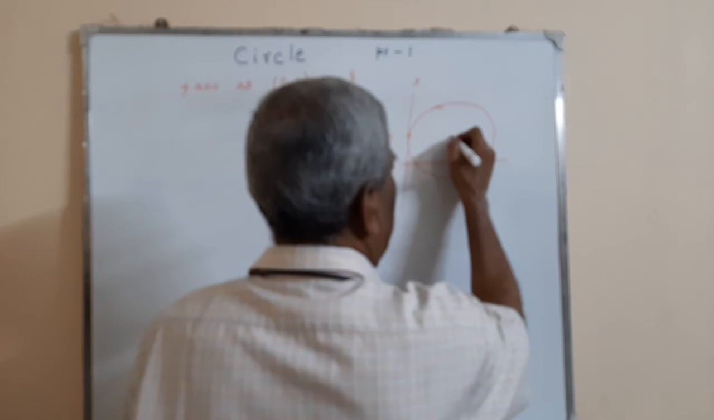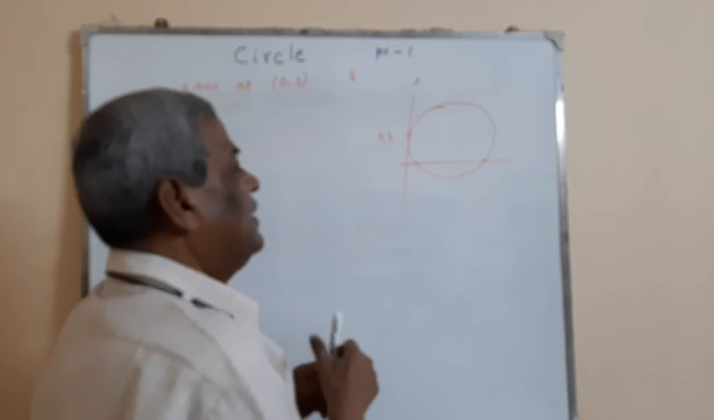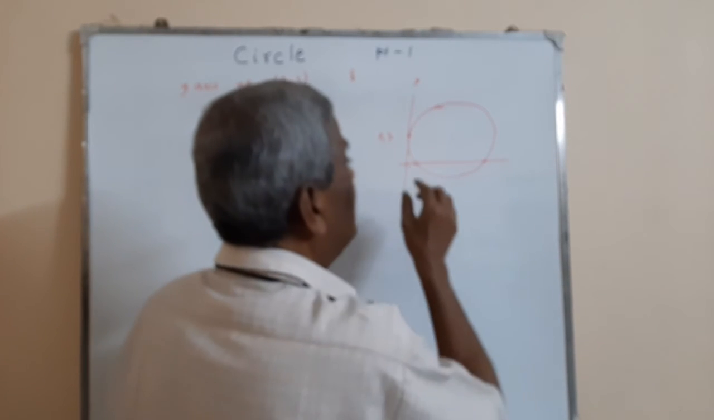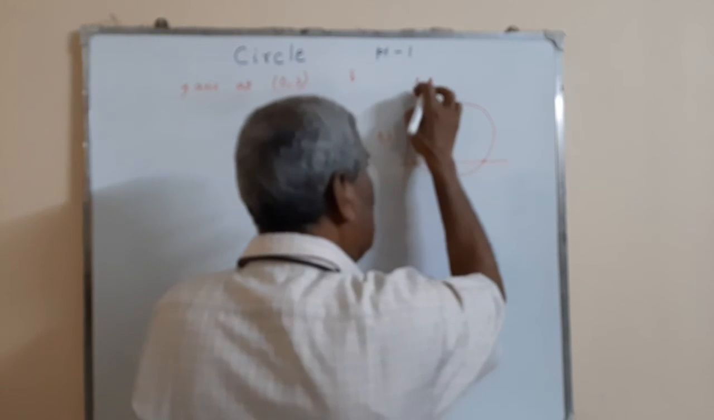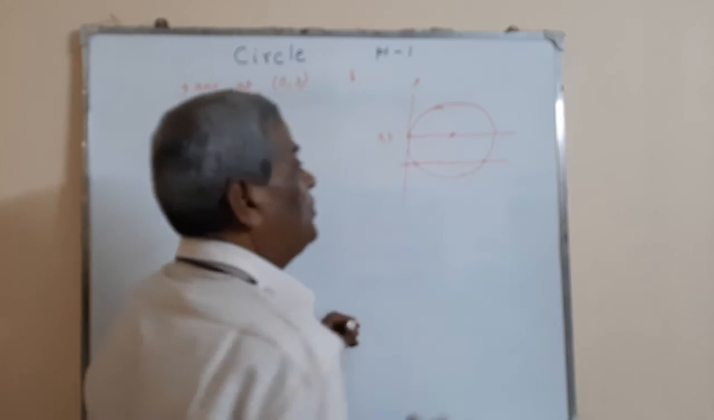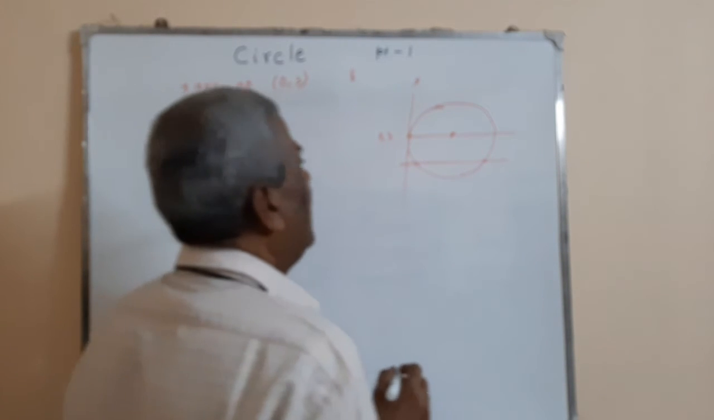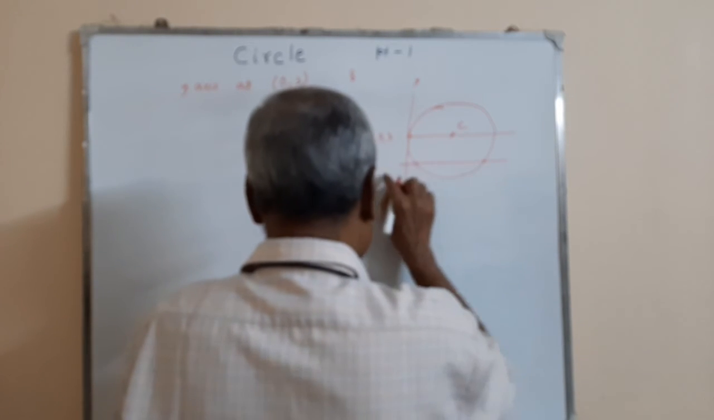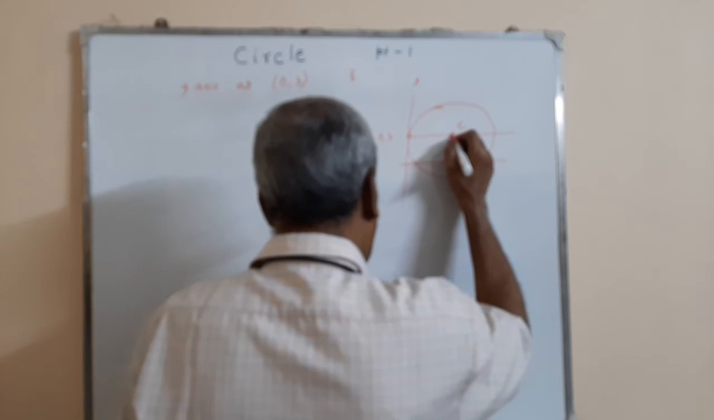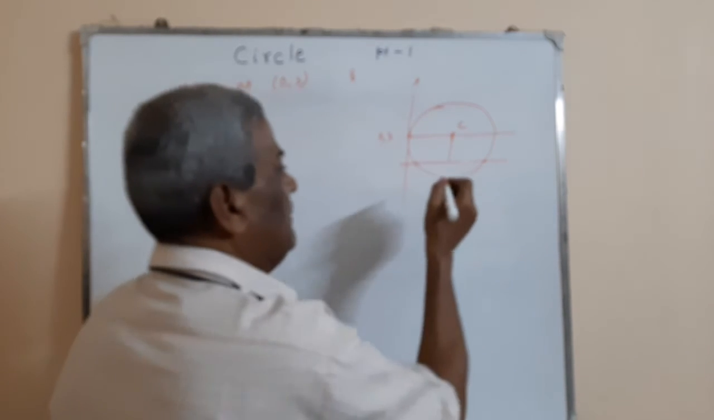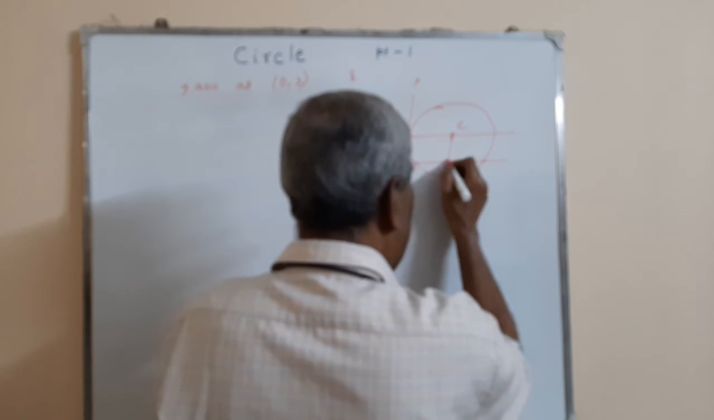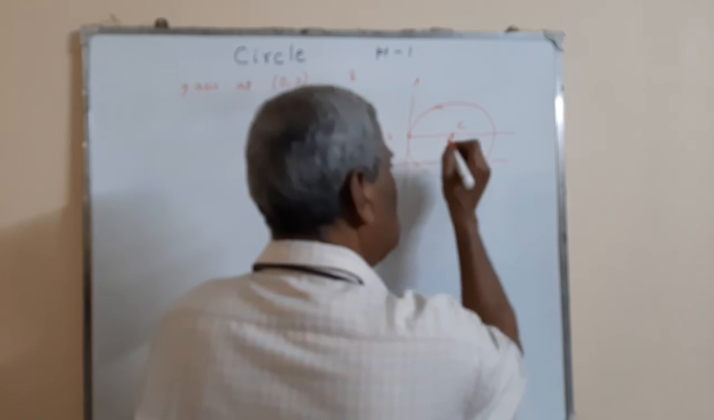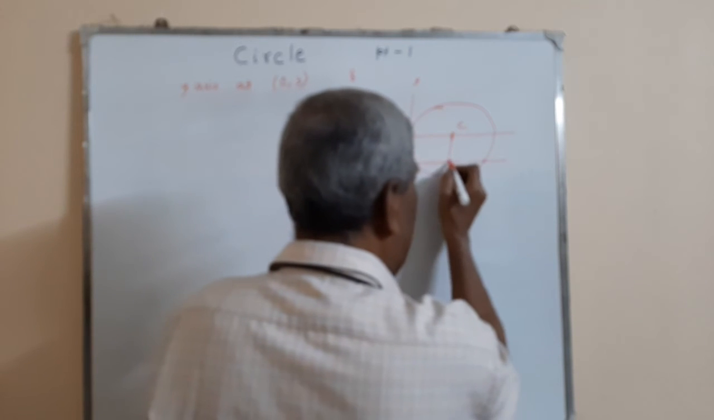Suppose this is the center of the circle. We know that the y-axis is a tangent to the circle, it touches the y-axis. At the point of contact, if we draw a perpendicular to the tangent, it must pass through the center of the circle. Suppose this is C, the center. So from the center, if we draw a perpendicular on any chord of it, then it will meet the chord at its midpoint.